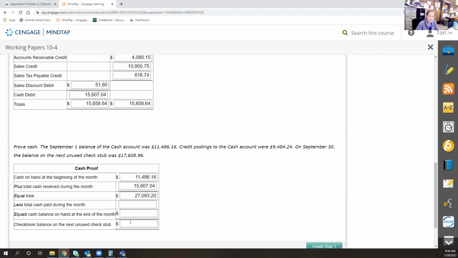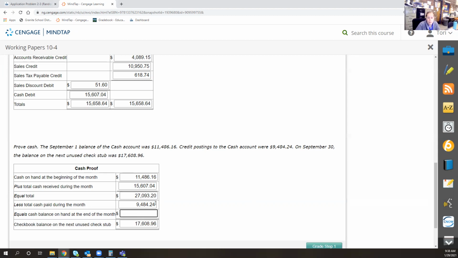Okay, and then we need less cash paid during the month. So that's how much we spent out in regular cash. They gave that number to us, which is $9,484.24. And then on September 30th, we had our check stub recorded this amount, $17,608.96. Oh, sorry. That should be down here.